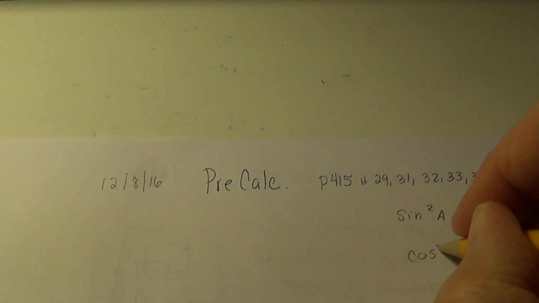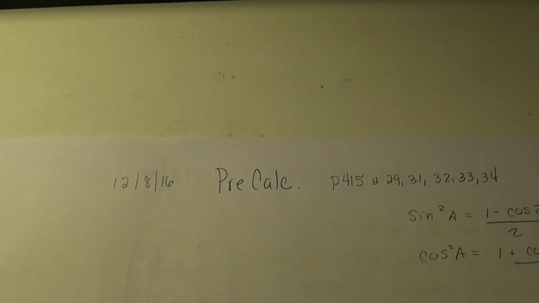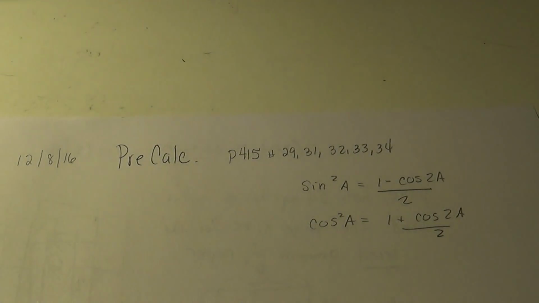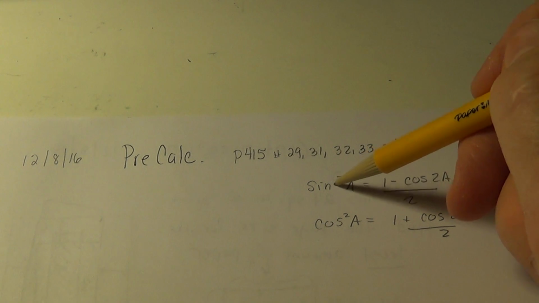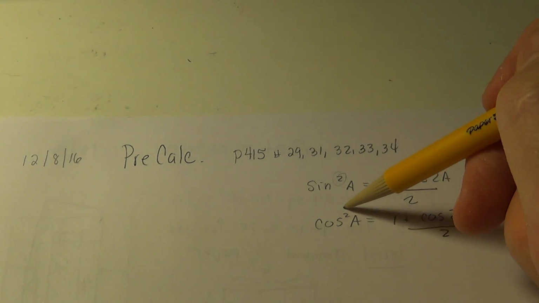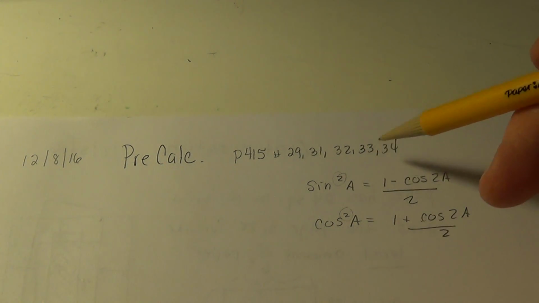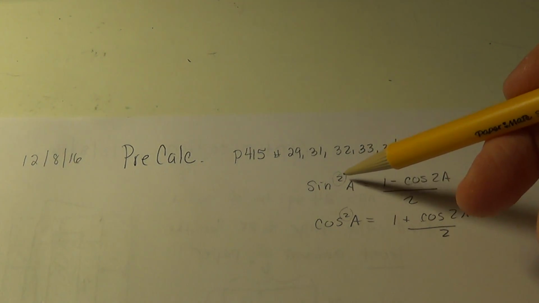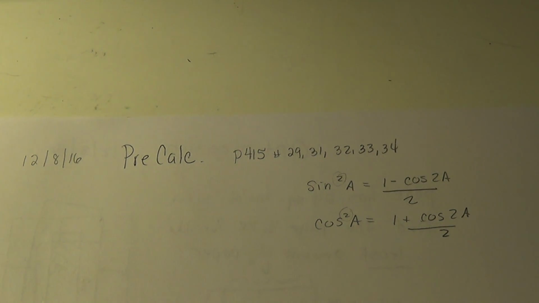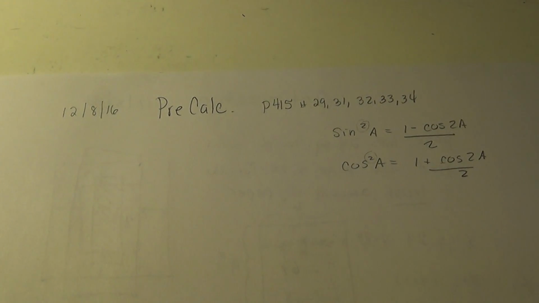Cosine squared is the same except for the sign. So these are the power reducing formulas, and we were pretending in class like these were evil ducks in the water, and these are the guns we could use to shoot the evil ducks. So in the end, you want expressions without exponents. No more evil ducks. So let's see what I have in store for you tonight.